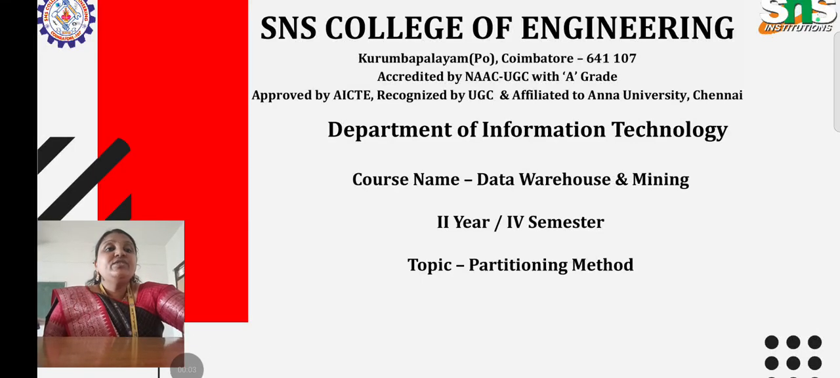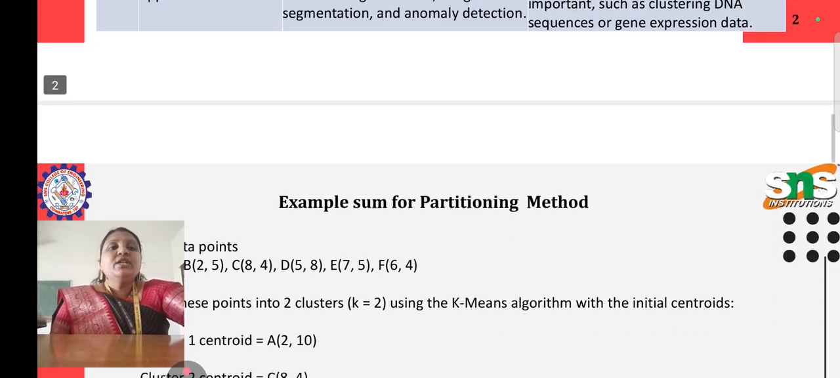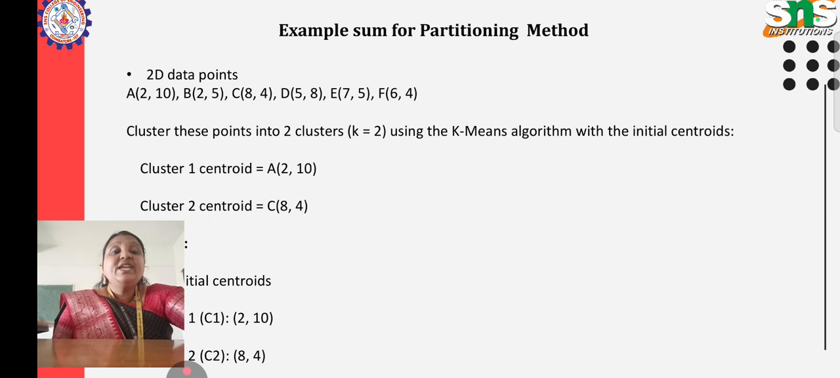Today we are going to see about the partitioning method. In the last session we have seen the partitioning method, how k-means and k-medoids are handled, and the difference between k-means and k-medoids. Now we are going to see an example of how data sets are handled by k-means and k-medoids. So here we'll have two-dimensional data points.